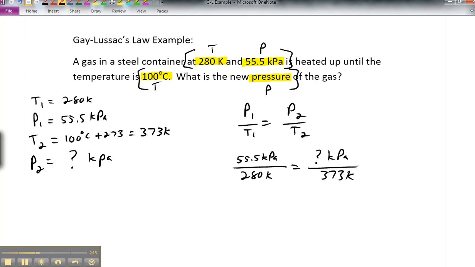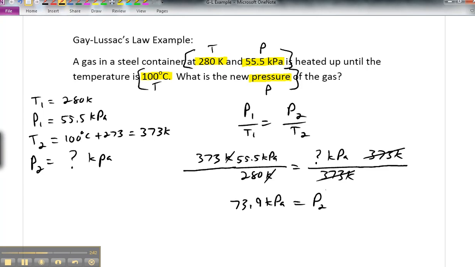Now to solve for this, we're going to extend our fraction line out on both sides, and we're going to multiply both sides by 373 Kelvin. So it goes away on the right side, and then the kelvins go away over here. When we multiply now, 373 times 55.5 divided by 280, I get 73.9 kPa, which is now our P2. And that's your answer.